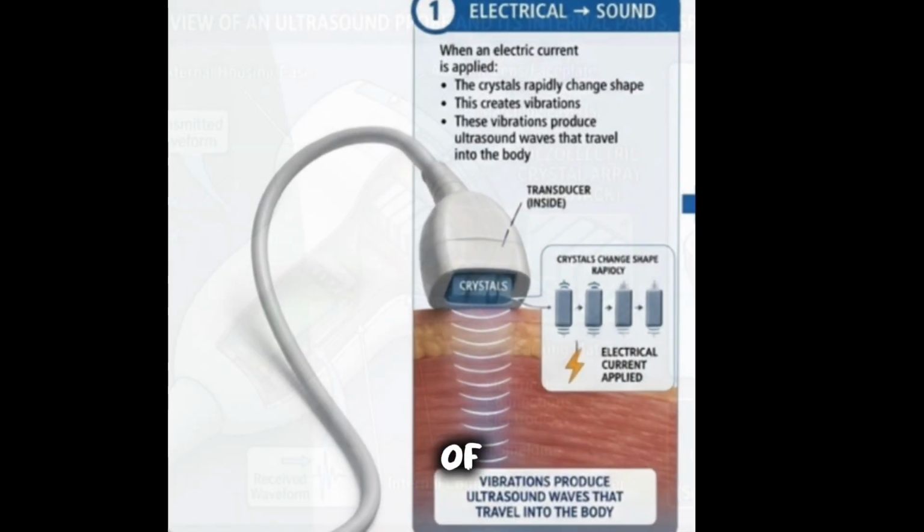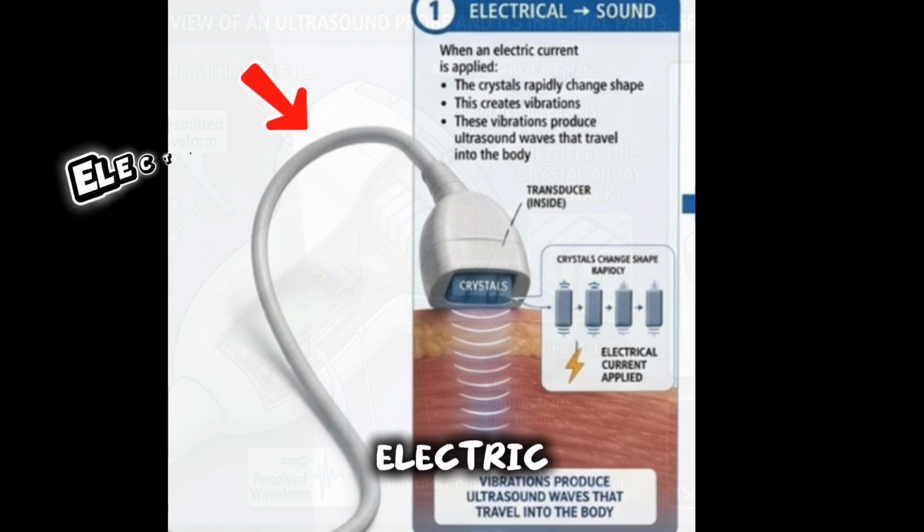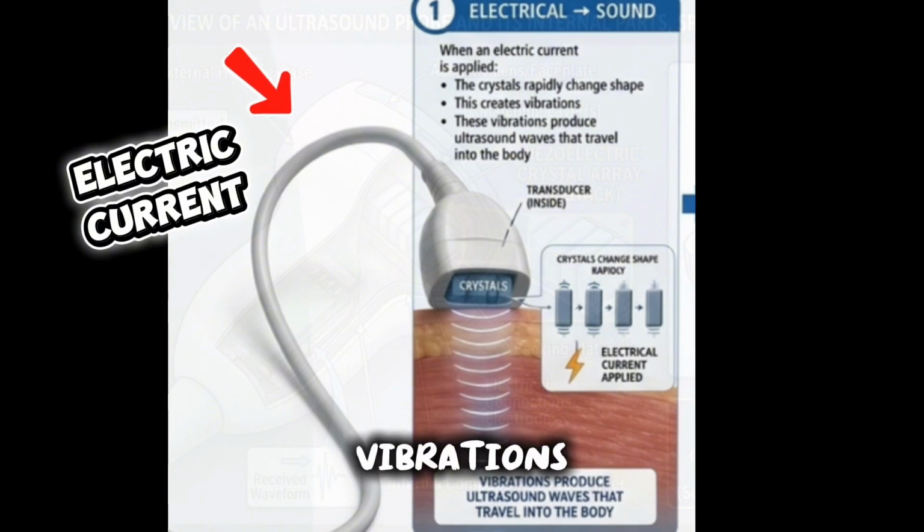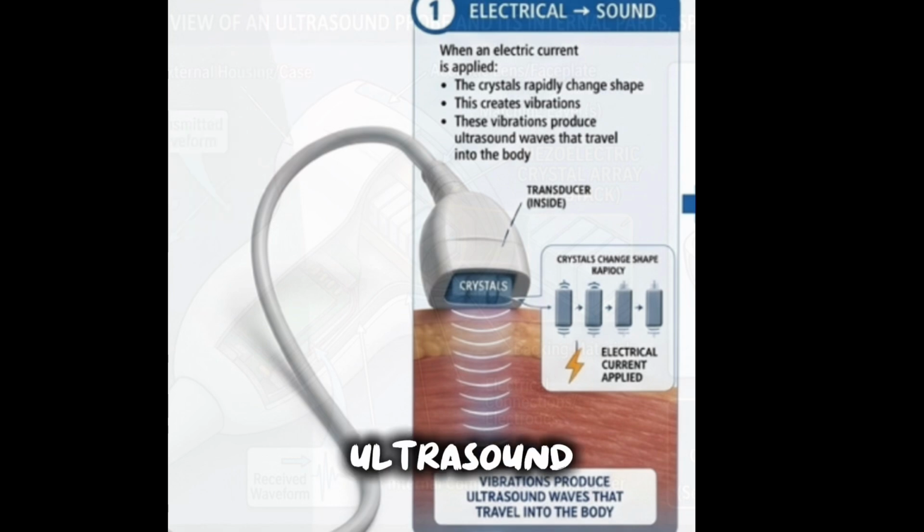The first step of this process is the conversion from electrical to sound energy. So what happens when an electric current is applied? It makes the crystals change in shape, creates vibrations, and these vibrations produce ultrasound waves that travel into the body.